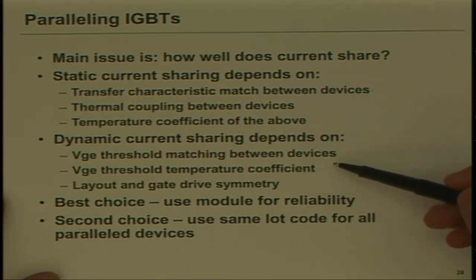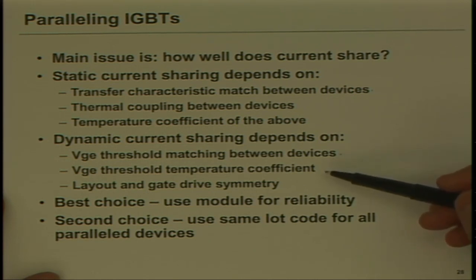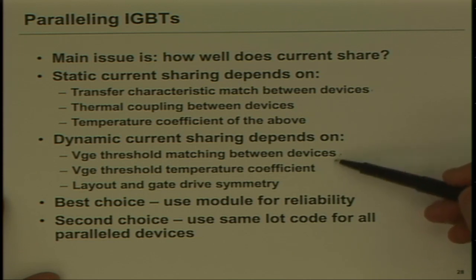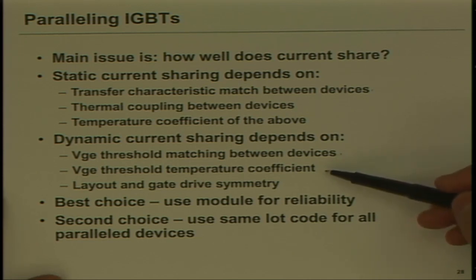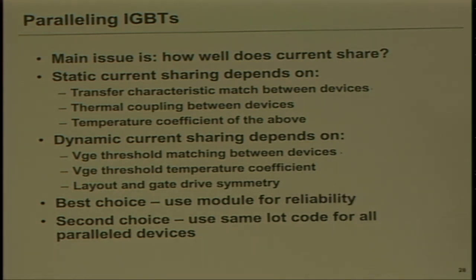And then dynamic, you have the threshold voltage and the temperature coefficient of that threshold voltage, which is typically not working in your favor. And then you have layout and the symmetry of gate drive: is one going to turn on and off faster than all the rest and be the parallel device that's kind of holding the bag, that has all the current at the end and constantly gets hotter?